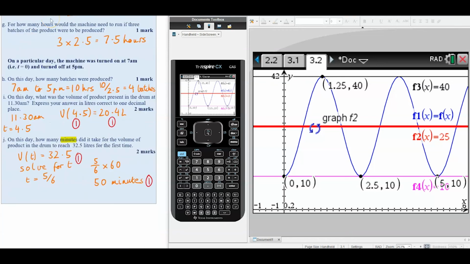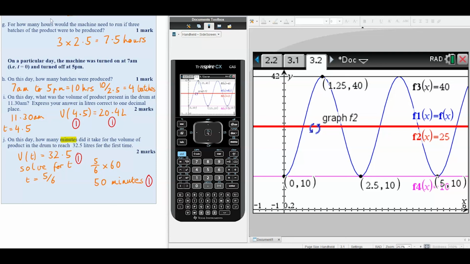On a particular day, the machine was turned on at 7 a.m. and turned off at 5 p.m. So 7 a.m. is when t is 0. That would be a total of 10 hours, 7 to 5. So on this day, how many batches were produced? If it takes 2.5 hours to make one batch, then we can do 10 divided by 2.5, meaning 4 batches.